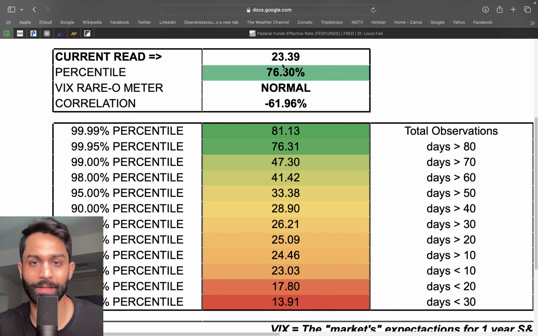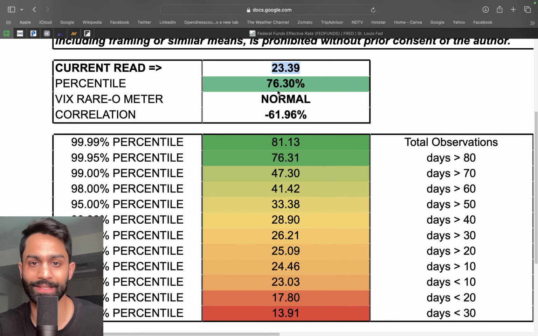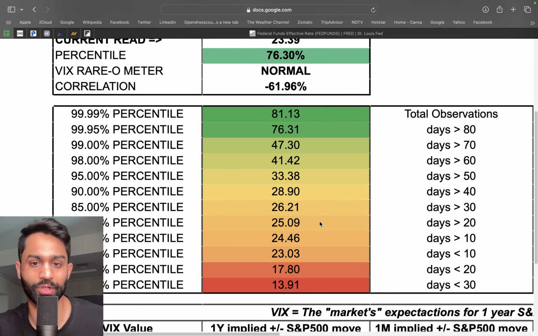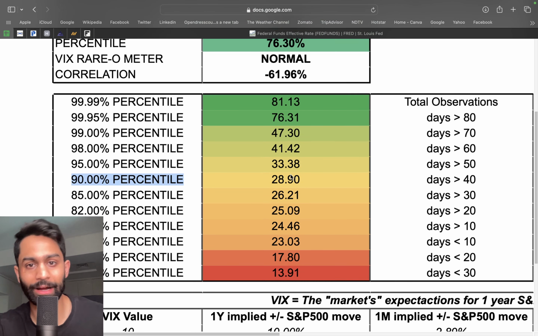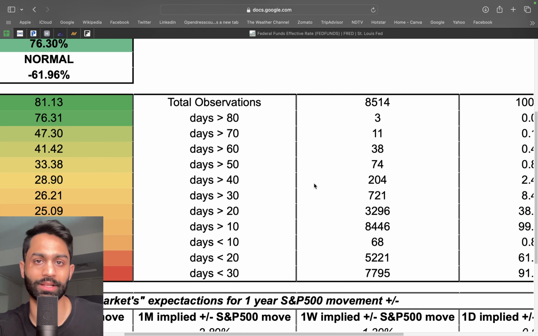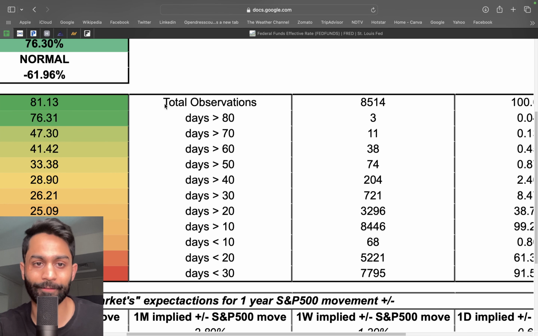Volatility is at 23.39. So we are at the 76th percentile. We got up to as much as 29 to 30. You'll notice that at one point we were at 28.9, and we were in the 90th percentile. The way we have calculated these numbers is essentially going back as far as 33 years. So we have total observations of 8,514.